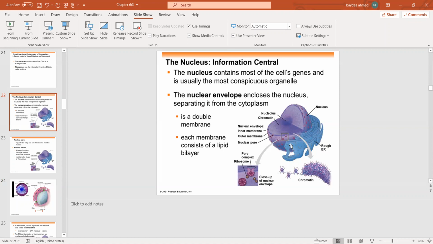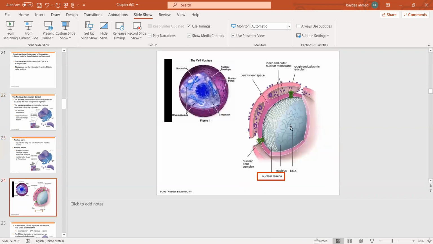The nuclear side of the nuclear envelope is lined by a nuclear lamina. This is the nuclear lamina. It's beneath the nuclear envelope. This nuclear lamina maintains the shape of the nucleus by mechanically supporting the nuclear envelope, and it's made of a network of intermediate filaments, or protein filaments.